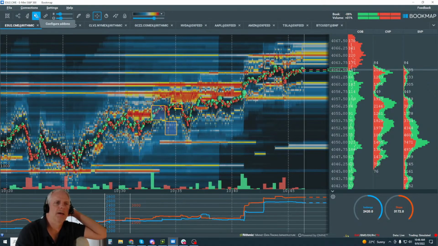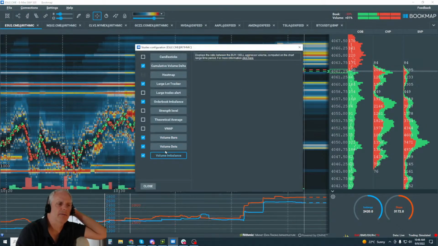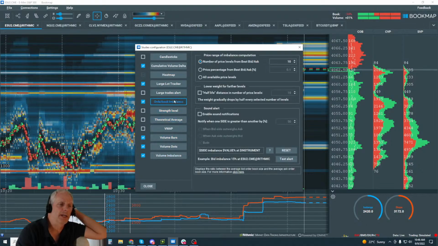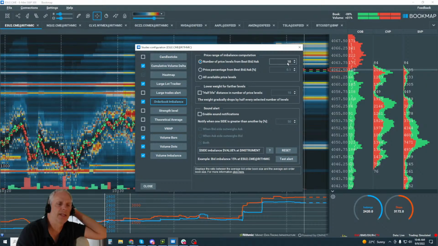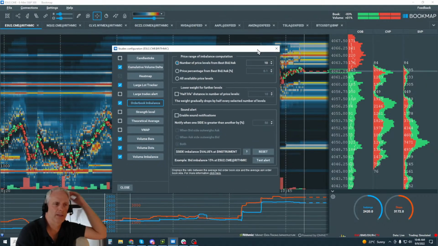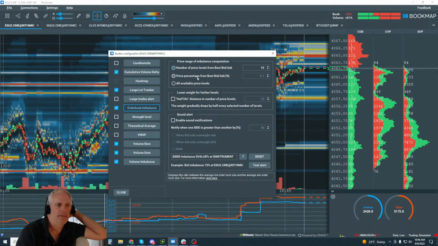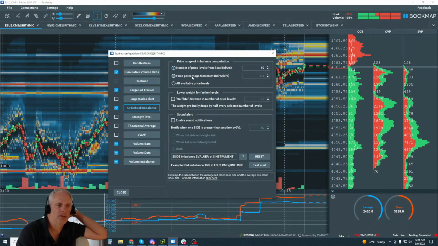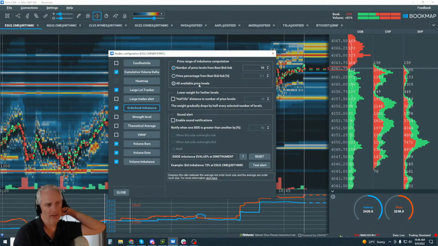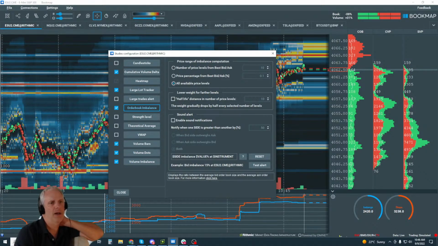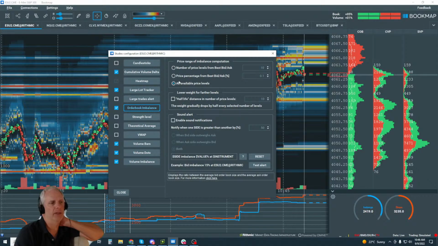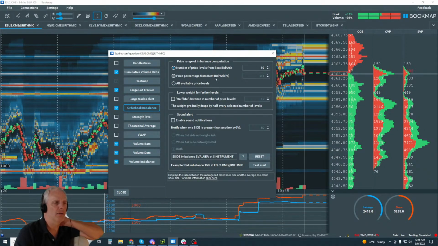The book is more complex. It has some filters in it, which is really nice. You can filter the number of levels for it to make the same calculation, buyers versus sellers, basically. And then you can do it by percentage. You could also do it by all available price levels here, and you'll get these different calculations, of course. So that's some nice filtering in here.